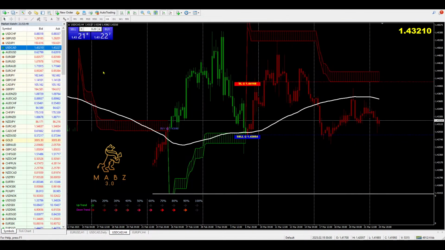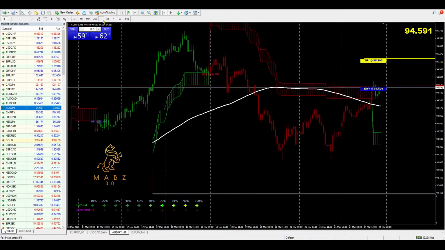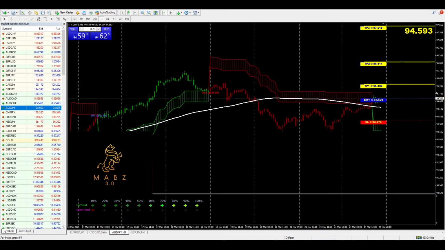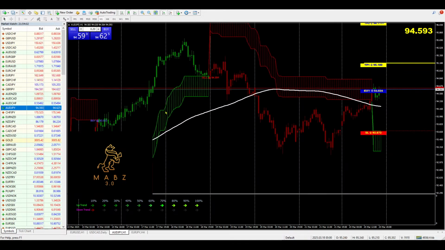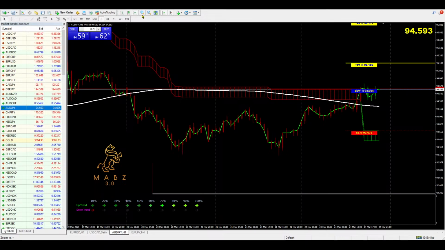Let's see if we can see another one. I wish we were actually doing this in the Tokyo session, you know. So I just cascaded down to the H1 chart. Here's another buy signal, okay? And this is on the AUD JPY.